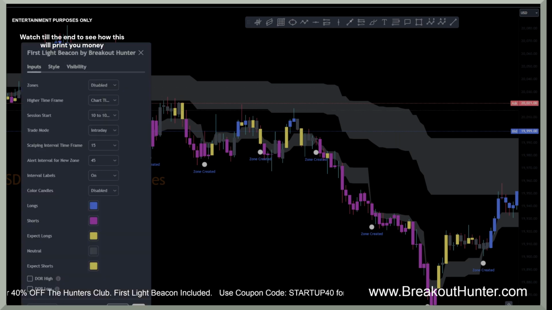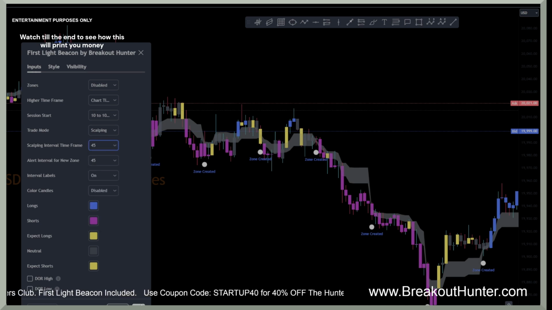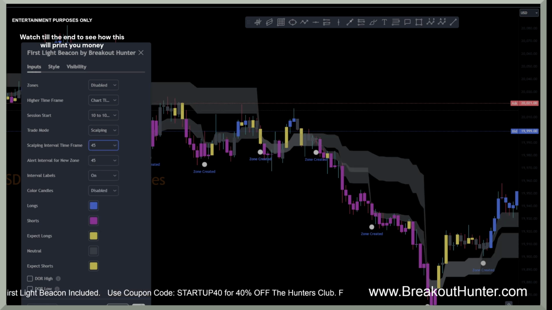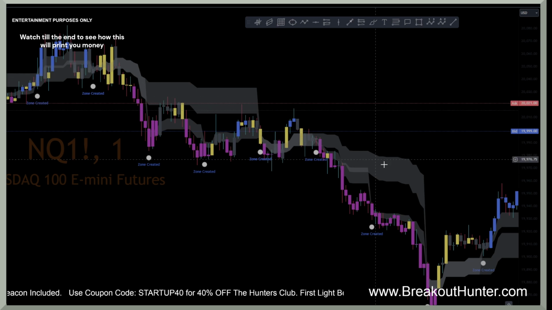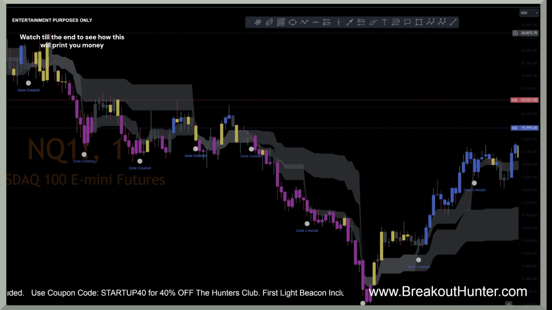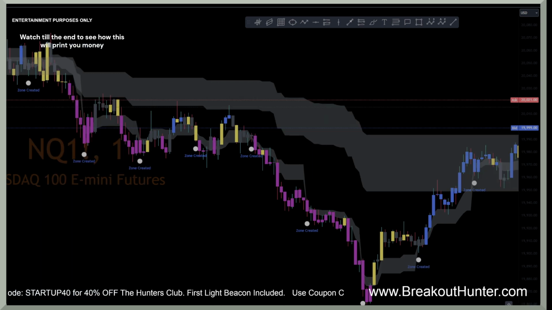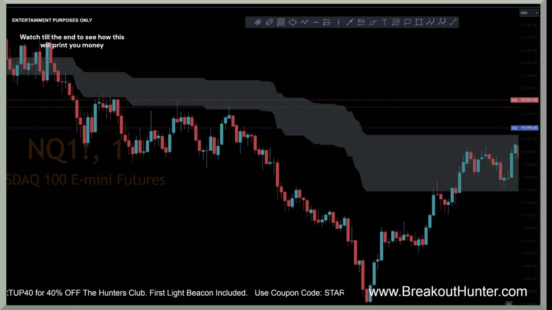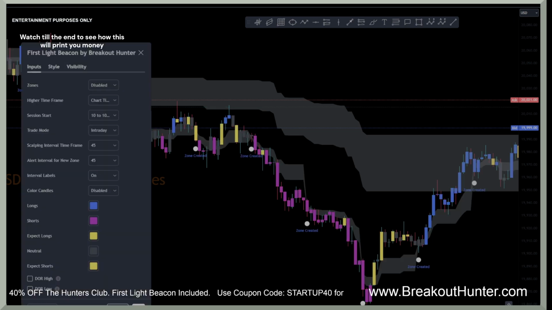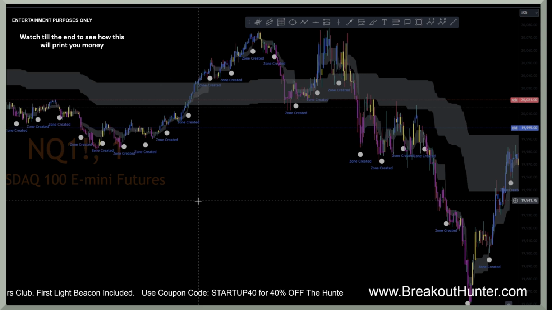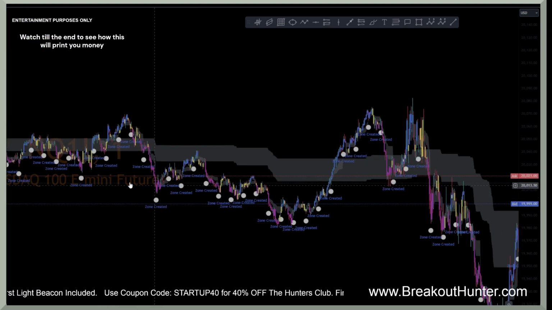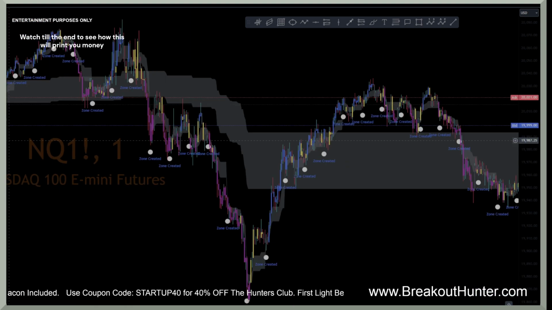We need to turn this onto, actually, we can go to scalping 45. You can leave it on the intraday, but if you look, this is giving us our bias every 45 minutes. If you put it back on intraday, this is just the bias for the whole day. If you put the setting to day open, this will be from the day open. So the whole day open, it's giving you the zone price is moving around on.